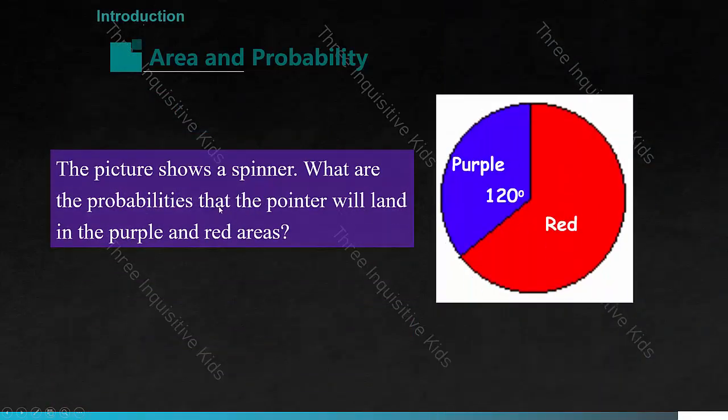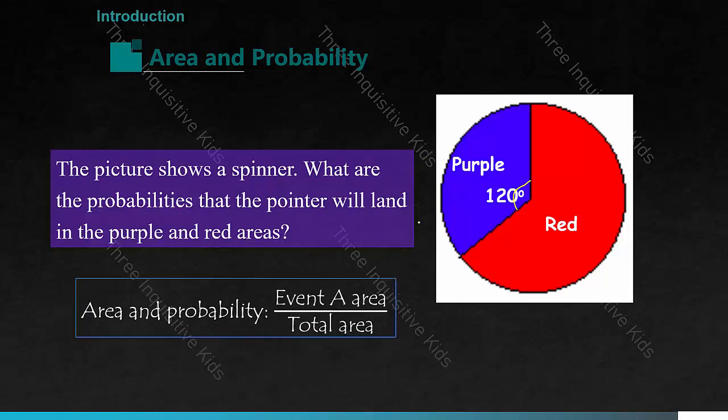What are the probabilities that the pointer will land in the purple and red areas? You can see that we have a circle, and this angle here is 120 degrees. What is the probability of the pointer landing in the purple area, and what is the probability of the pointer landing in the red area? This problem is slightly different than what we've been doing before, so this might require a little bit more thinking.